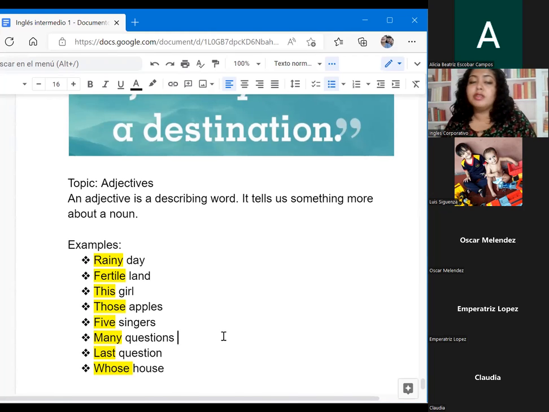Five fingers. Remember that the numbers also function as adjectives because they tell us how much or how many things we have. Then many questions. Again, we are talking about questions, but how many questions? Many. Last question, that is the position of the question. And whose house? Talking about a person, the owner, or something like that.